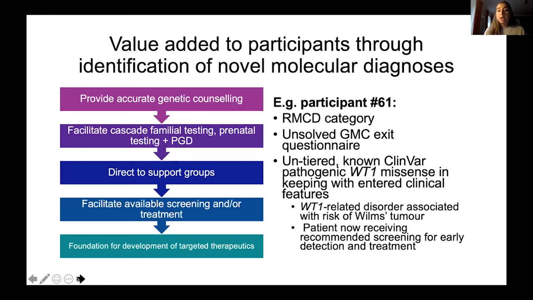One patient I thought was especially interesting was participant 61, who was recruited to the rare multisystem ciliopathy disorders category and had an unsolved GMC exit questionnaire. And this patient had predominantly structural renal problems. And through our Python scripts, we found an untiered missense variant that's previously been listed on ClinVar as pathogenic, in a gene called WT1, which is associated with structural kidney problems and an increased risk of Wilms tumor. So we managed to feed this back to the recruiting clinician who alerted the patient to the diagnosis, and they're now receiving screening for early detection and treatment of Wilms tumor should this develop. So I think here especially we've proven how important it is to get the right answer for these patients.